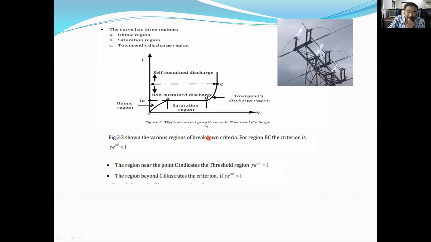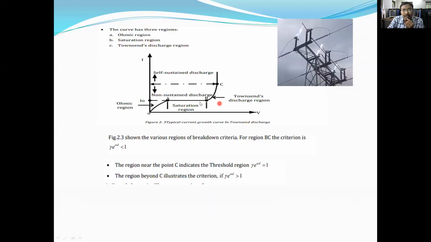Okay, that means here no spark appears across the transmission line. The 0 to C region is where gamma e to the power alpha d is less than 1. Because the availability of free electrons is less in this region 0 to C, no spark appears across this. At point C, gamma e to the power alpha d is equal to 1. At this point the spark is ready to take place, and behind C, the spark appears in the transmission line across the dielectric material, that is, the gas.